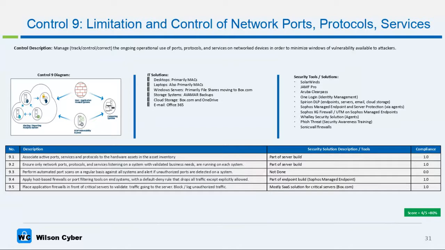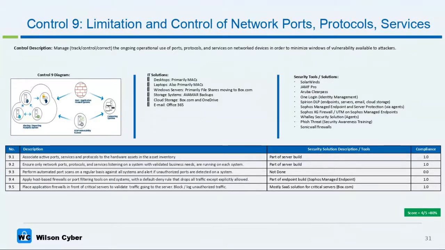Limit and control ports, protocols, and services. Here we want to manage the ongoing operational use of ports, protocols, and services on network devices in order to minimize windows of vulnerability available to attackers. We have 5 subcontrols for control number 9. Associate active port services and protocols to the hardware assets.